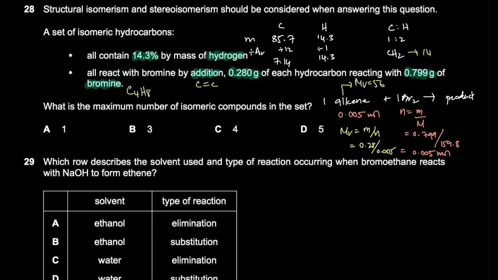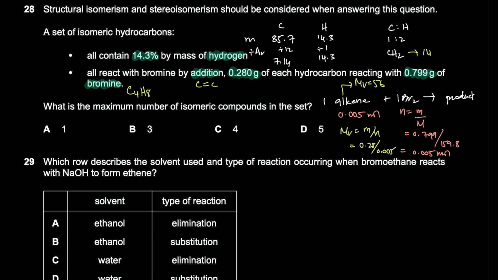Now for this, we'll have to consider structural and stereoisomers. So first we look at structural isomers. We know there's 3 types of structural isomers: functional, chain, and position. We won't have functional here because they're all alkenes. So it will be chain and position. So we go chain by chain.